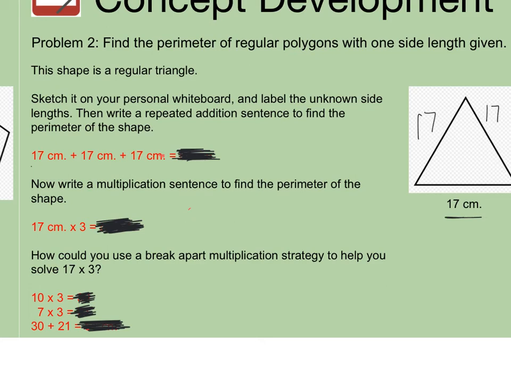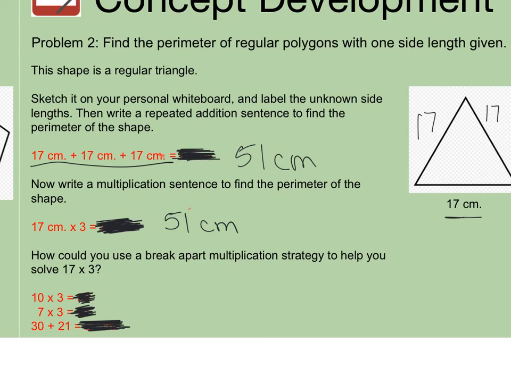So then I would write my repeated addition sentence of 17 centimeters plus 17 plus 17 equals, okay, and you can pause the video so you can figure out what it equals. Okay, so it equals 51 centimeters. Now we'll write our multiplication sentence, which would also equal 51 centimeters.